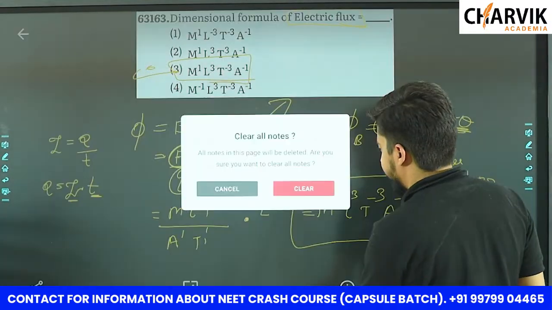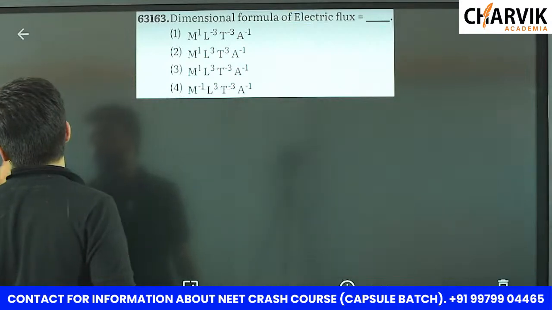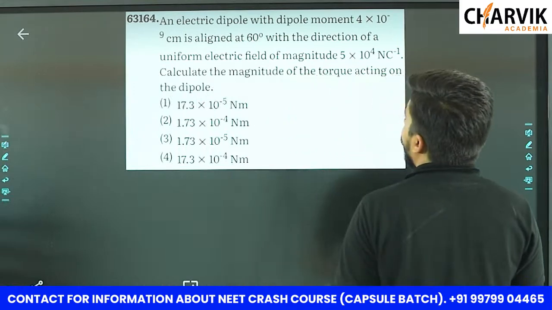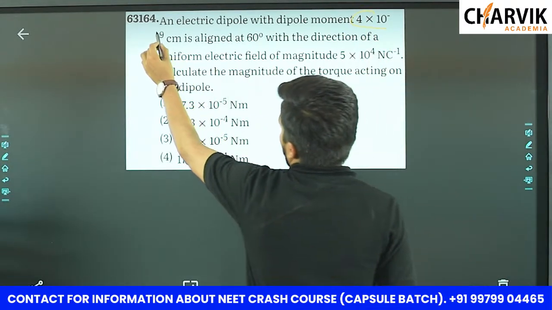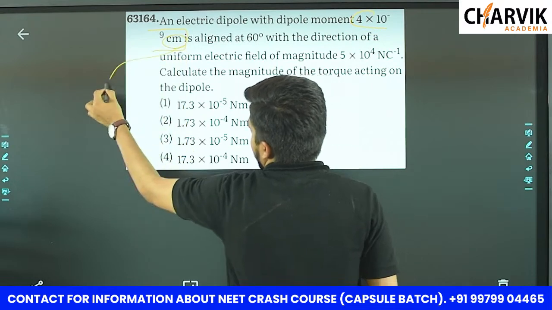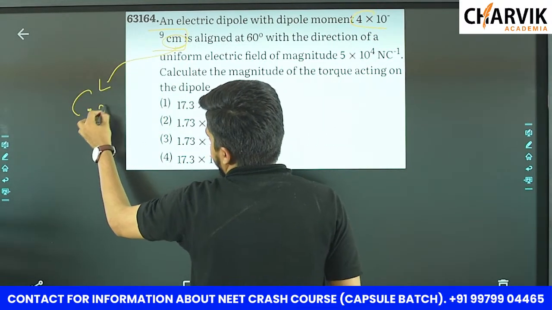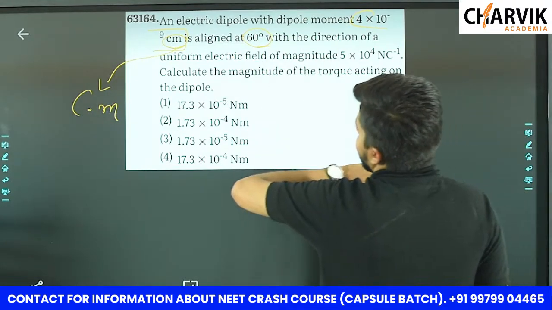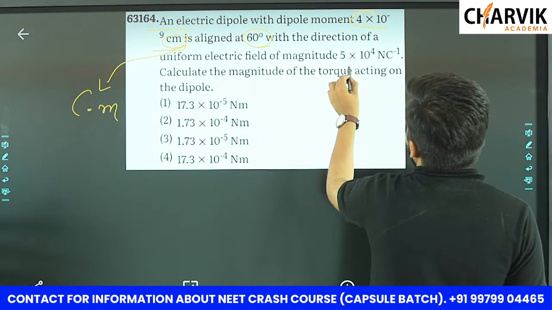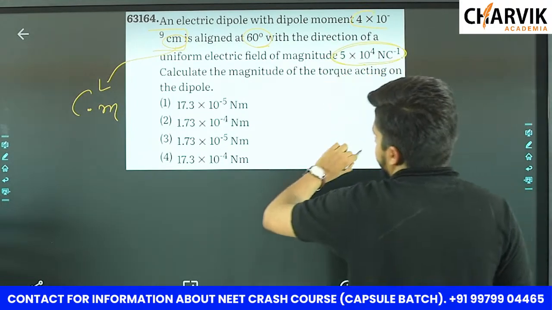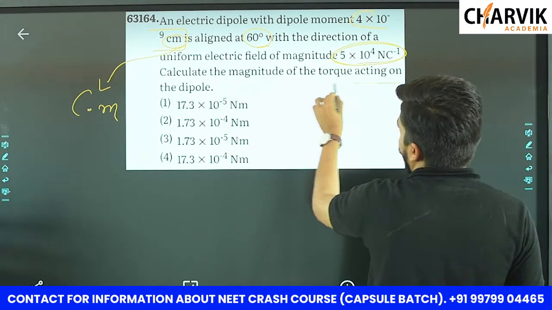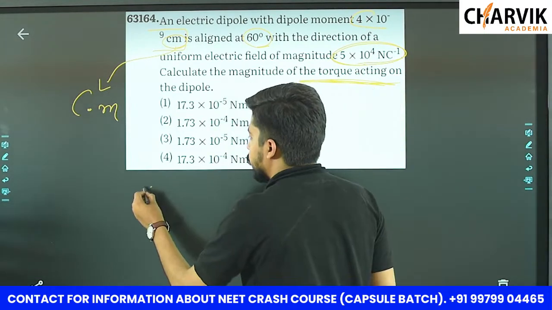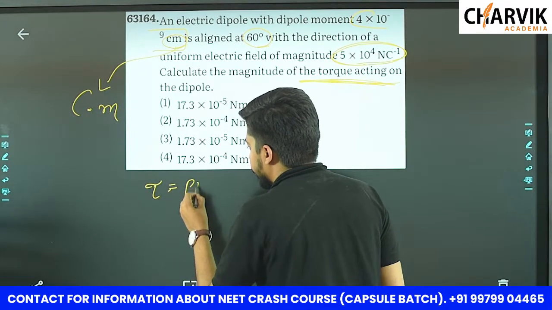So let us move to the next question after this easy question. An electric dipole with a dipole moment of 4 into 10 raised to minus 9, this is not centimeter, C should be capital, coulomb into meter, is aligned at a 60-degree angle with the direction of a uniform electric field, the magnitude of the electric field is given. Calculate the magnitude of the torque acting on it. What is the formula of the torque? Torque equals PE sin theta.